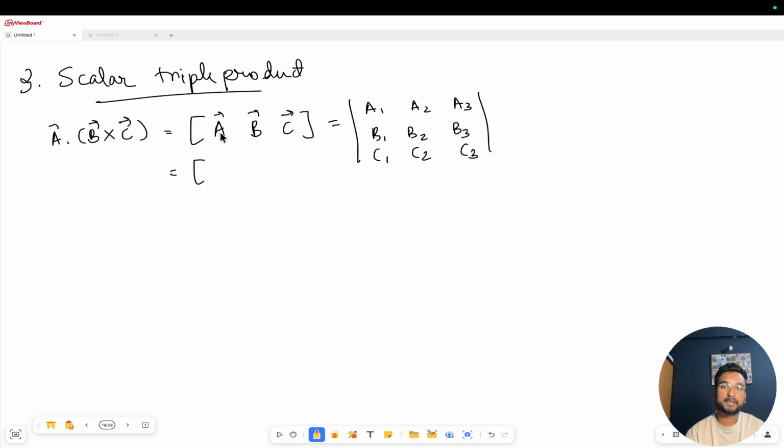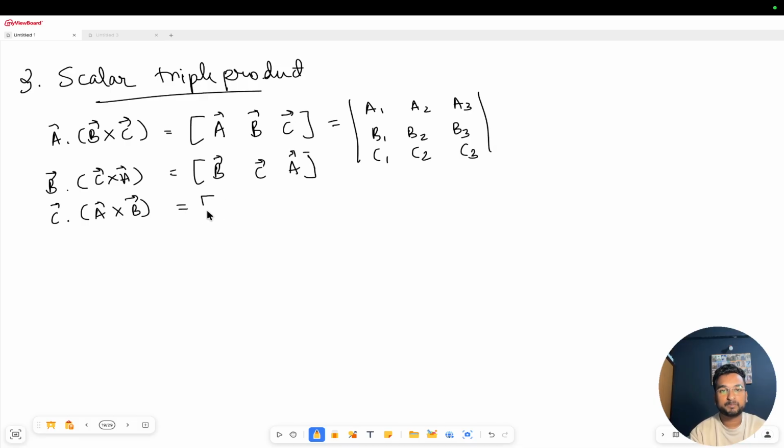So like box of ABC will be equal to BCA. That means how will you write BCA? It will be B dot C cross A. You will get the same value for this. Similarly, you will get the same value for C dot A cross B. Okay, so for all of these you will get the same value. So this is the scalar triple product.